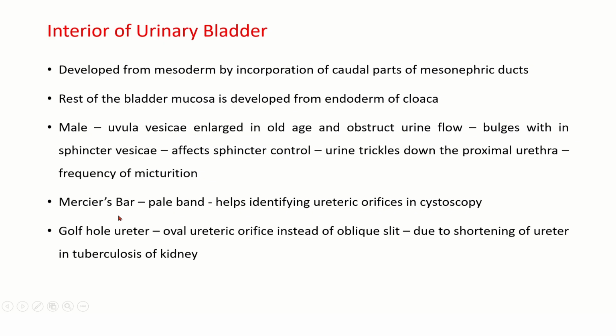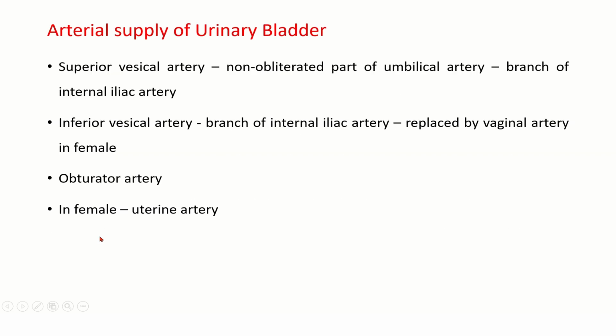The Mercier bar, which is a pale band, acts as a surgical landmark and helps the urologist identify ureteric orifices in cystoscopy. And if you observe, due to tuberculosis of the kidney, there will be shortening of the ureter, resulting in a change in the shape of the ureteric orifice from an oblique slit to an oval orifice. That is called golf hole ureter.